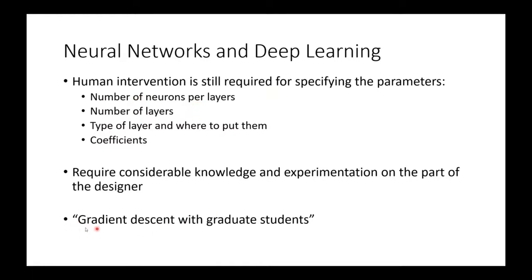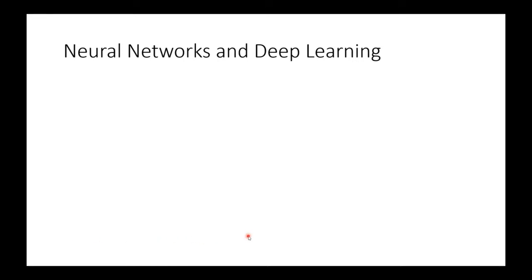And so what a colleague of mine said, and you're going to understand this at the end of the next lecture, is that what we do when we do research on deep learning is gradient descent with graduate students. Gradient descent is one of the key algorithms in this area of neural networks.